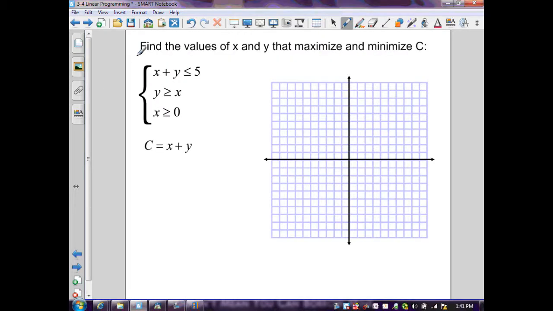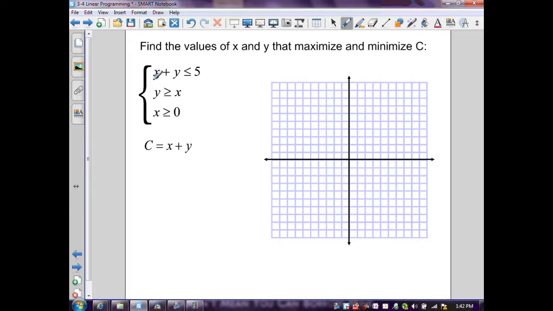Let's take a look at our first linear programming problem. Here they want us to find the values of x and y that maximize and minimize C. Here, C equals x plus y is our objective function. We have constraints on x and y, and of course our constraints are going to be inequalities that we need to graph. So we need to graph each of these three inequalities, find our feasibility region, and then find the vertices that are going to be part of our solution for C. And we want to find the vertices that maximize and minimize C in this problem.